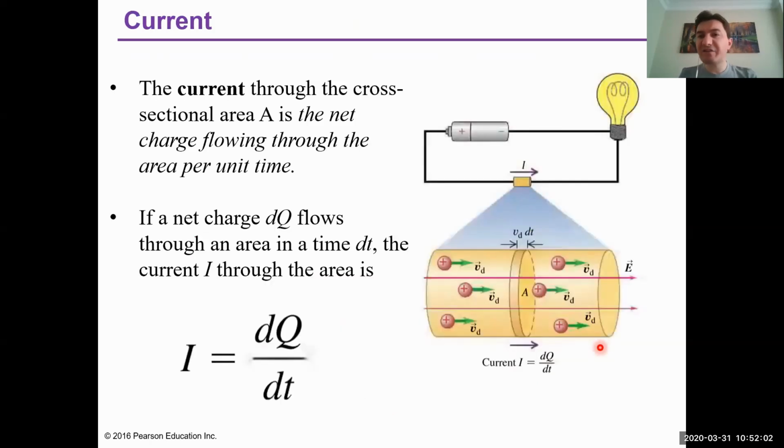Okay, now let's try to calculate what current is and how to calculate it. The current through the cross-sectional area A is the net charge flowing through the area per unit time. Now let's look at this figure here. There is a light bulb here, and there is a conductor, okay? And here we have a battery. This is the negative side of the battery. This is the positive side of the battery. And current flows from positive to negative. Okay, this is the direction of the current flow.